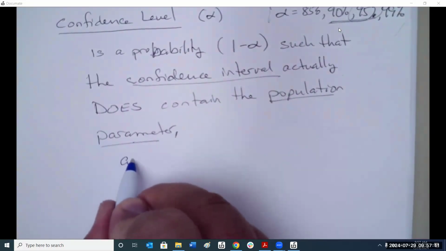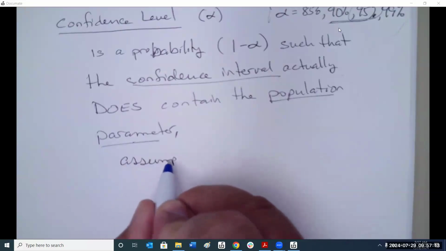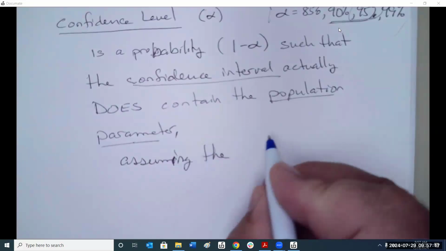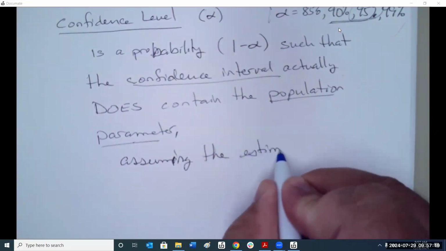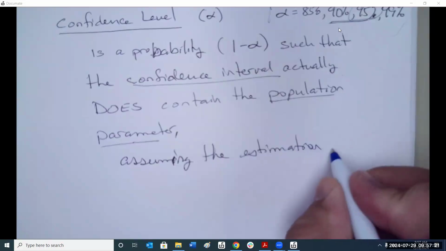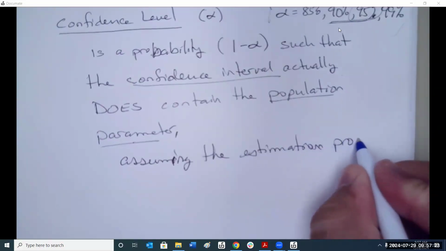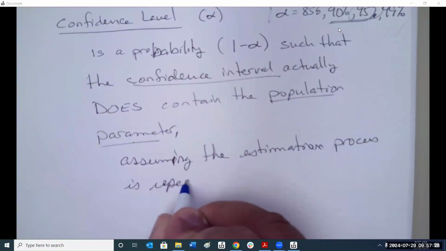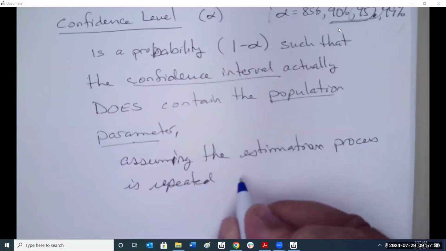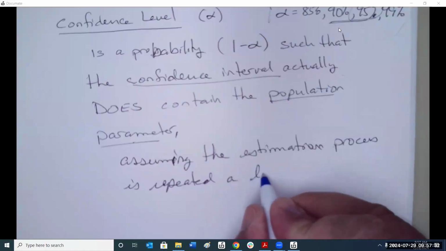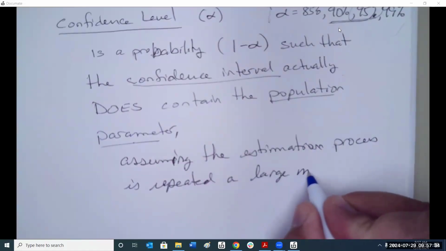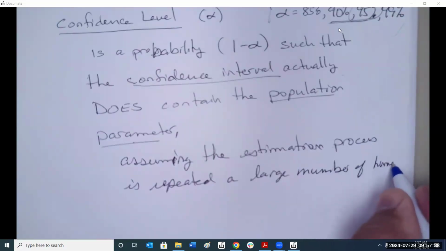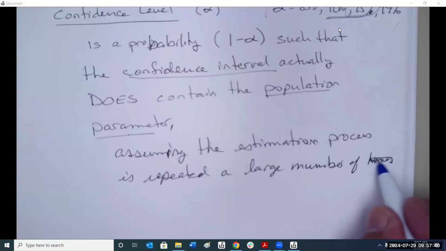Now, here's an assumption. Assuming the estimation process is repeated a large number of times. That's the law of large numbers.